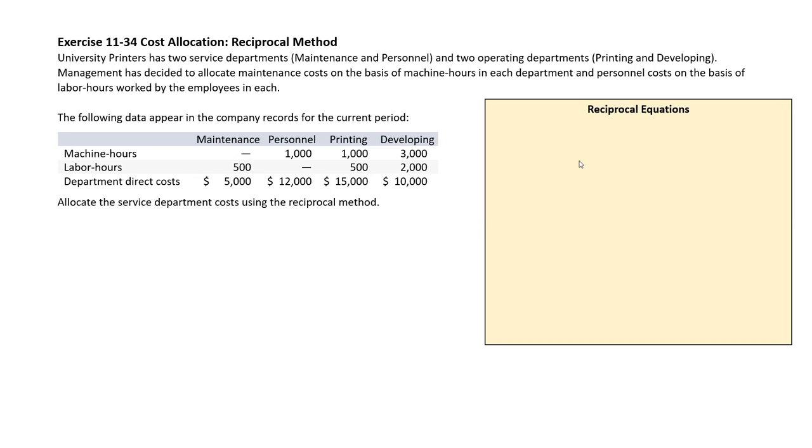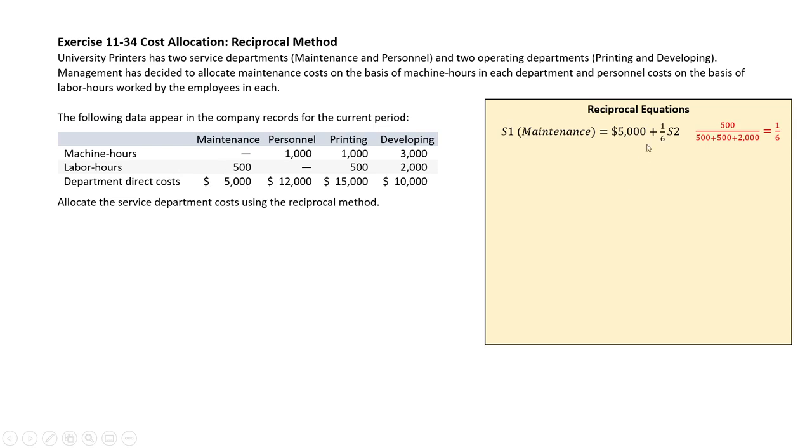I think the hardest part is the starting off point for this. And once you get what we call the reciprocal equations created, I think it gets a bit easier from here. It doesn't matter if I start with maintenance or personnel. To be somewhat consistent with the book, I simply term maintenance to be variable S1. I think that stands for Service Department 1. I could have called Personnel Service Department 1. That's not important.